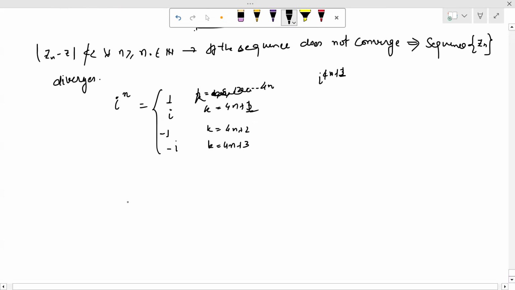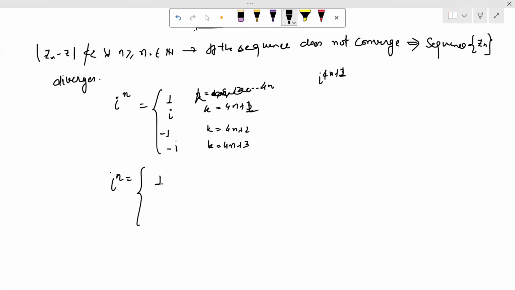And so we can write it in this manner: iota raised to power n is equal to 1 if n is 0 modulo 4, it will be equal to iota if n is 1 modulo 4, similarly if n is 2 modulo 4, it will be minus 1, and then you can write minus iota. I hope it is quite clear to you.